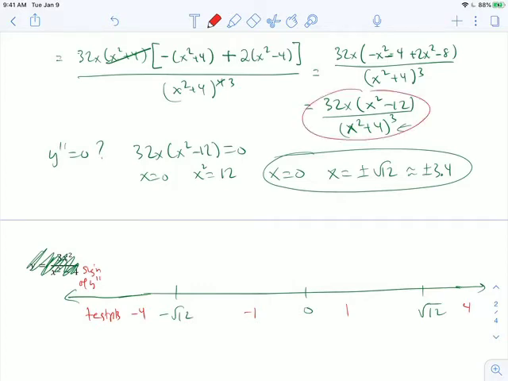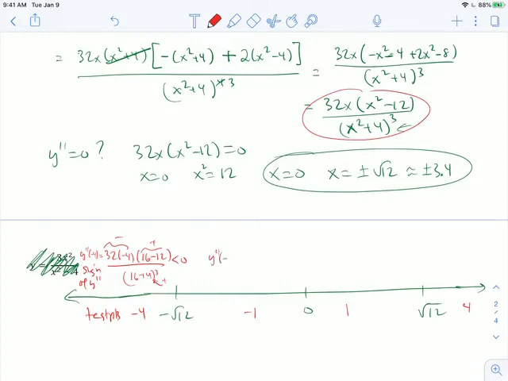It's going to take a little bit of effort, but I've got 32 times negative 4 times negative 4 squared, that's 16 minus 12 over 16 plus 4 cubed. So this is a product in the numerator. This is negative. This is positive. The denominator is always positive. So I've got a negative times a positive over a positive. That's less than 0. So this is y double prime of negative 4.